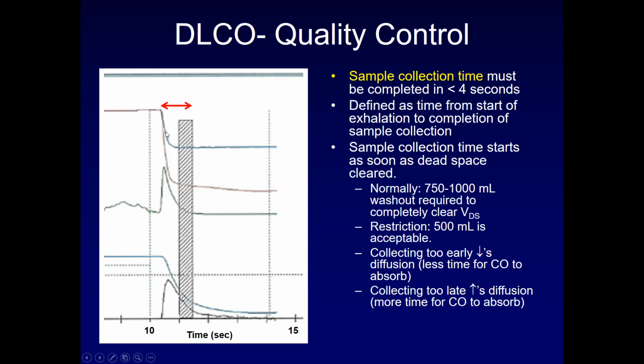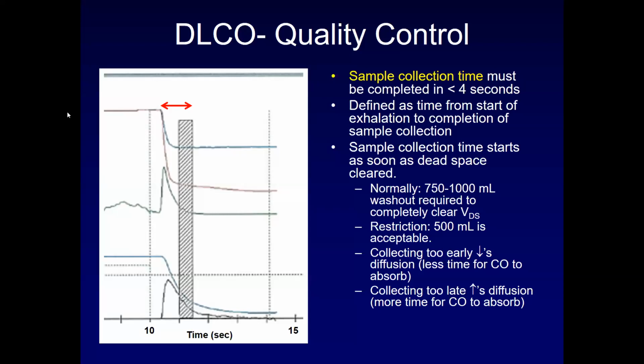That's normally about 1 liter in individuals who are normal, but can be as low as 500 milliliters in individuals who have restrictive lung disease. If you move this bar and collect gas too soon, that means there's going to be less time for carbon monoxide to absorb, which means you'll have a falsely lower value.